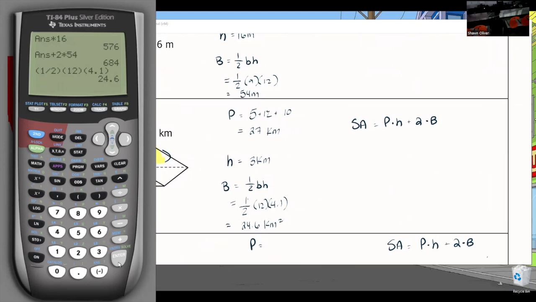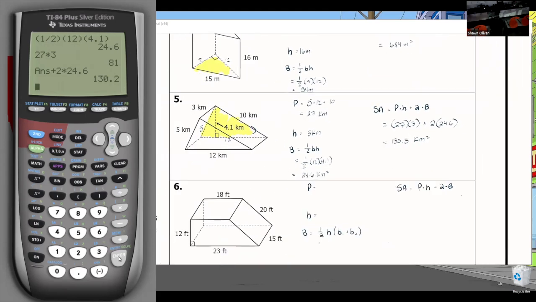And then now we just plug it into our equation. 27 times 3 plus 2 times 24.6. 27 times 3, pretty sure it's 81, plus 2 times 24.6, which was our base area of our prism. So we get 130.3 kilometers squared. So your base area is based on the shape of your base, so that's one of our plane formulas. And then your total surface area is all of those.